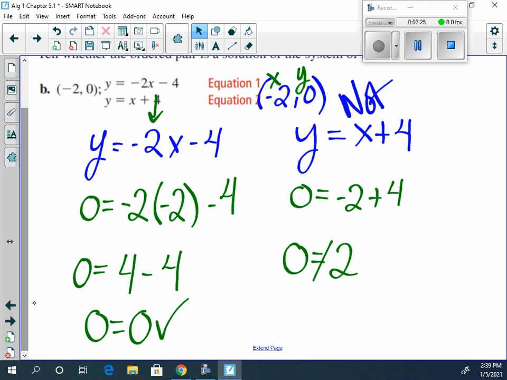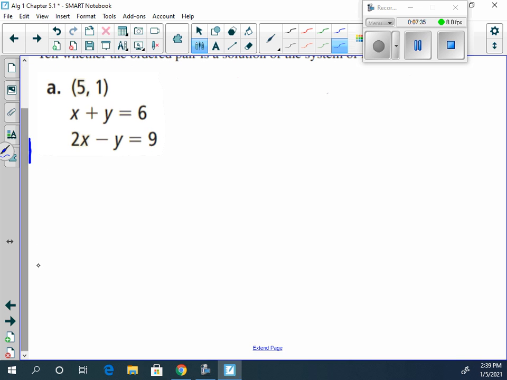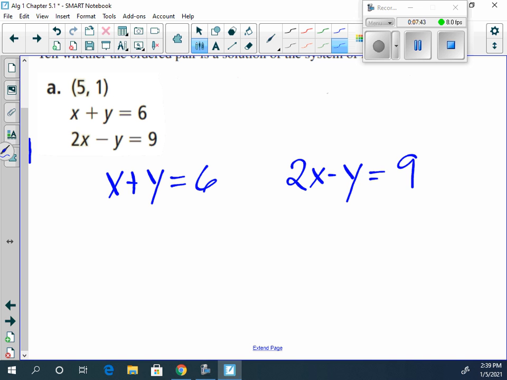And that's it for this here. Questions on this here? All right, we're going to do it again for this one. And again, for this to work out, it has to be true for both statements. It has to be a solution for both of them. And the way we can do that is by plugging it in.